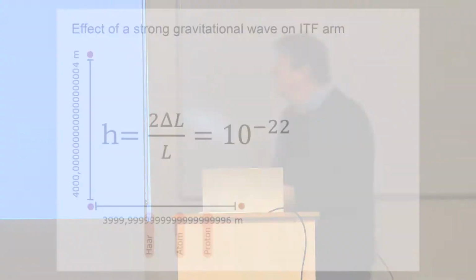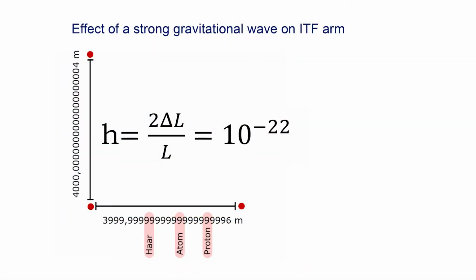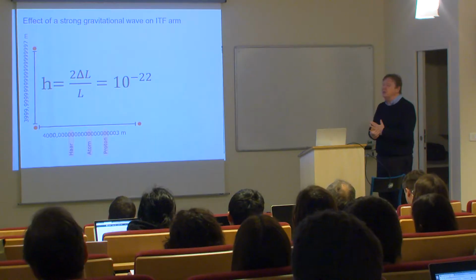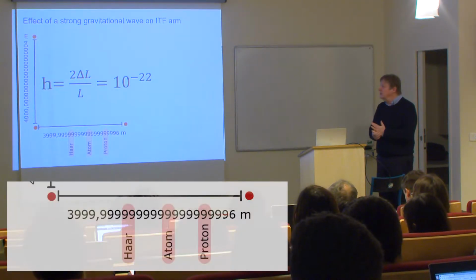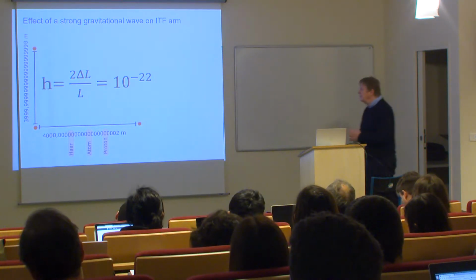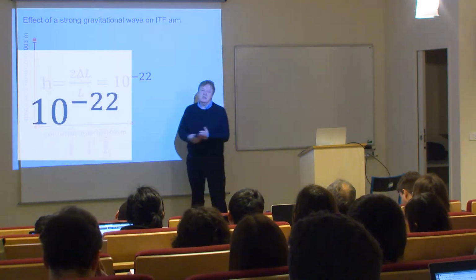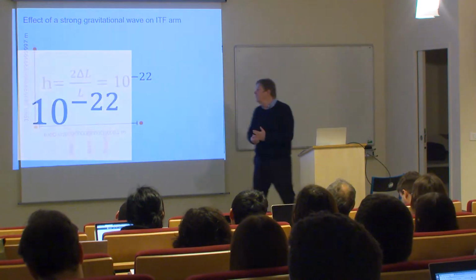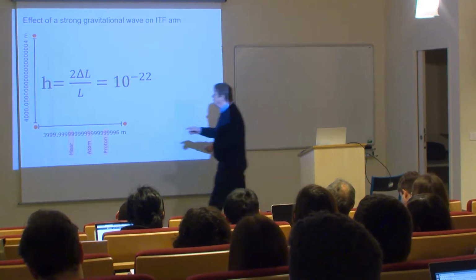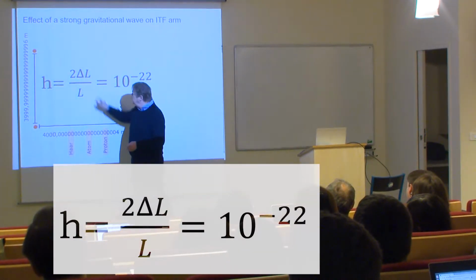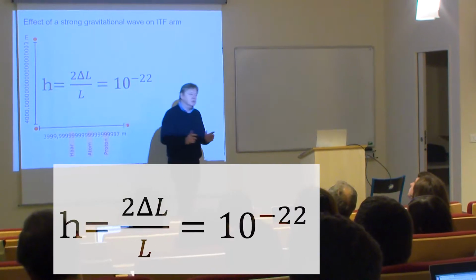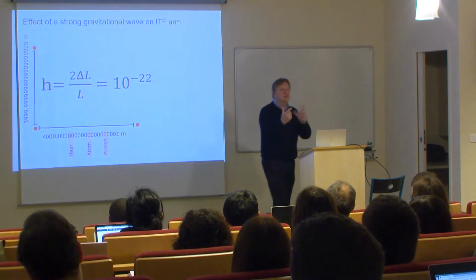And what we then would like to measure is typically an effect like this. H is what we call the strain, so that is the relative change of length induced by a gravitational wave. A typical number could be like 10 to the minus 22. And then delta L is, if you look at one arm, the change of the length of an arm. And of course, since you measure differentially, you have two arms, you get a factor of 2 over there.